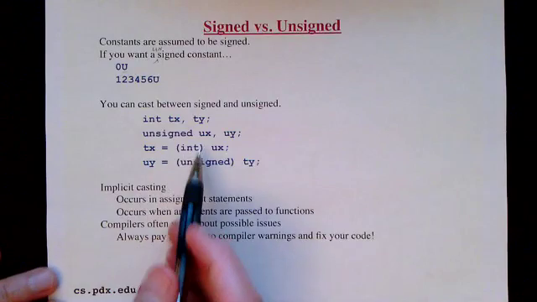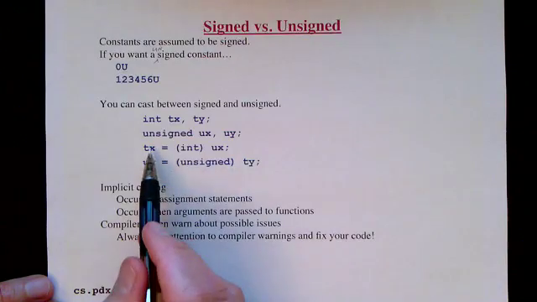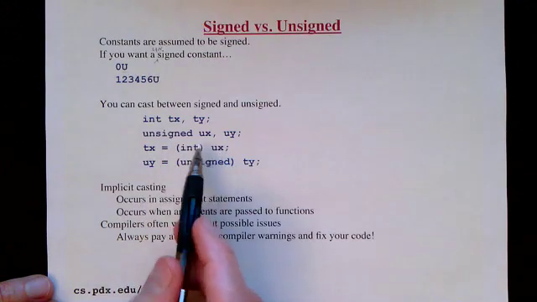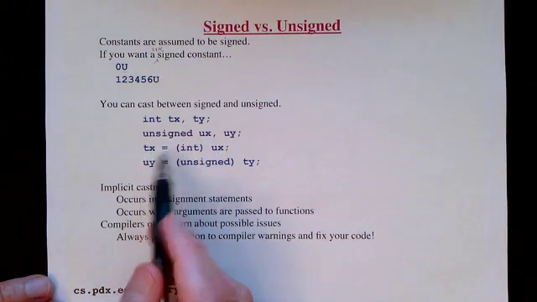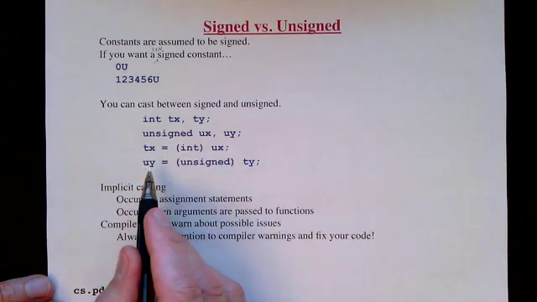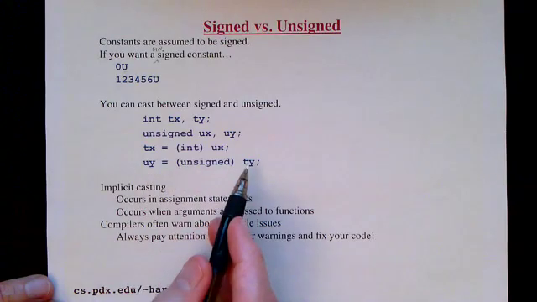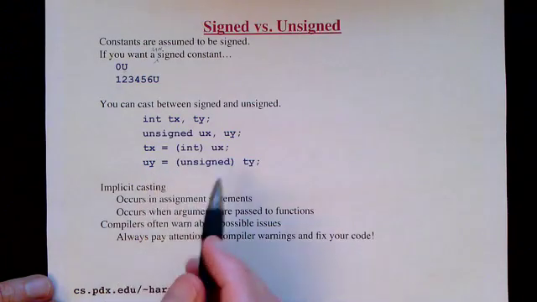So if the number cannot be represented in the target representation, then the value will be changed to something that can be represented. Signed numbers cannot represent really large positive numbers, so the really large positive numbers from an unsigned will get turned into negative numbers. Unsigned numbers can't represent negatives, so a negative number in the signed will get turned into a very large positive number in the unsigned.